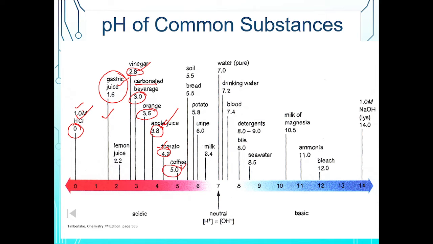Coffee is also somewhat acidic in pH. Then your soil is also acidic. If the soil becomes too acidic, then what you'll do is add lime to it.